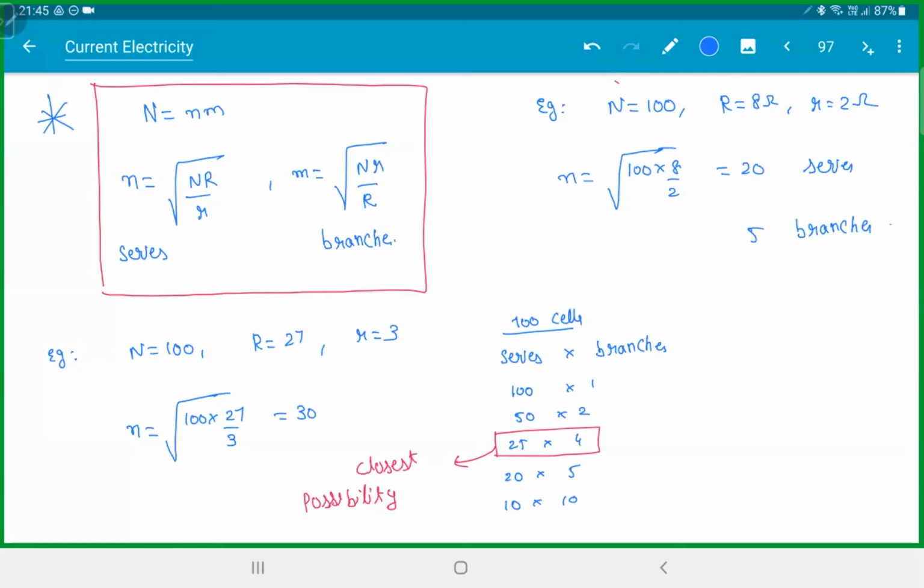Quite an important result. That is about combination of batteries. We saw batteries in series, batteries connected in reverse polarity. Then we saw parallel. Then we are seeing mixed grouping. The next thing is heat produced.